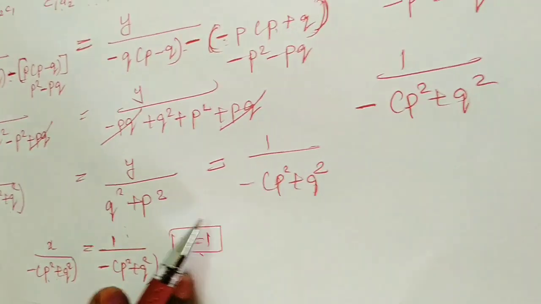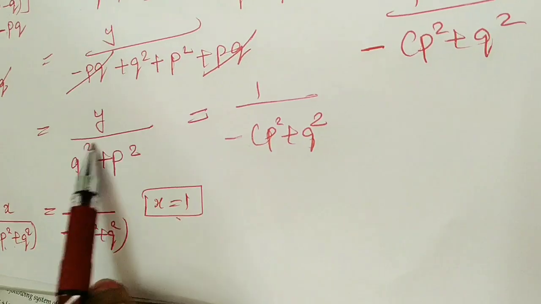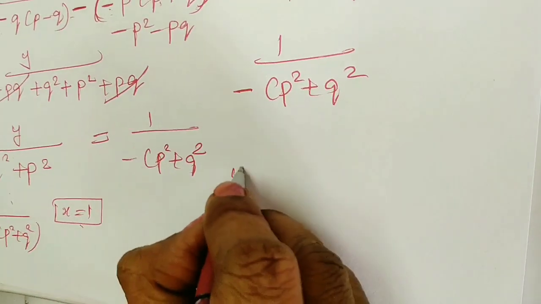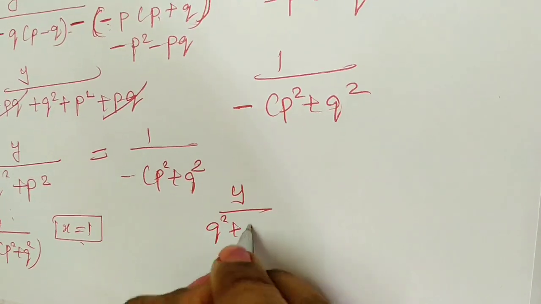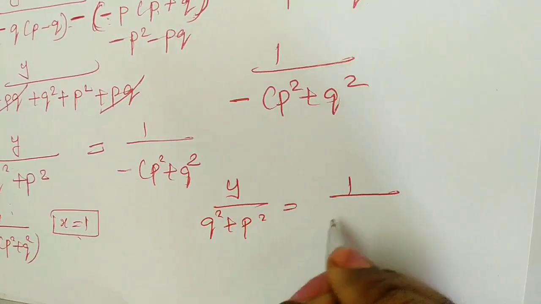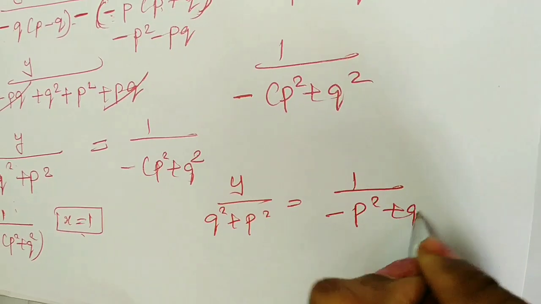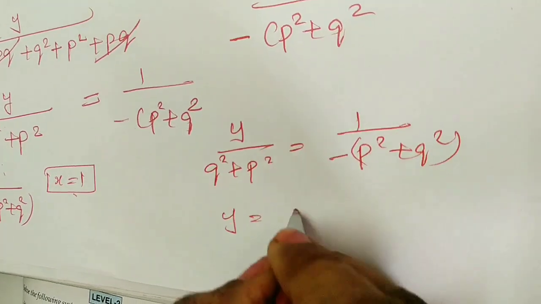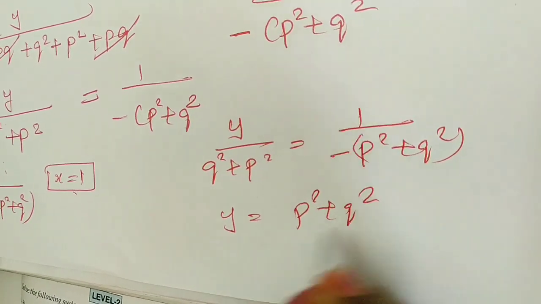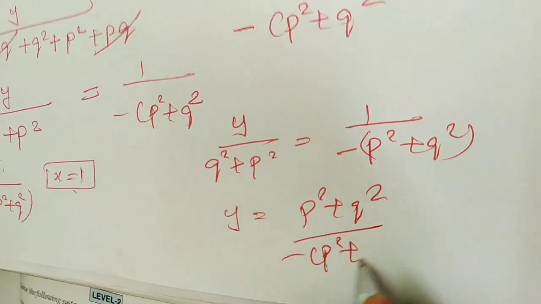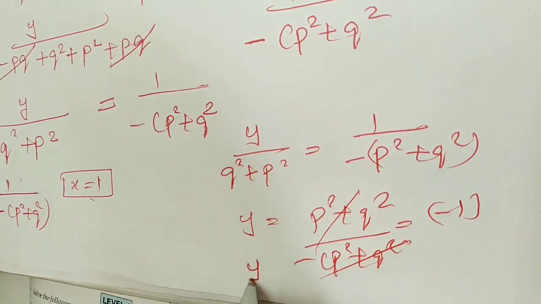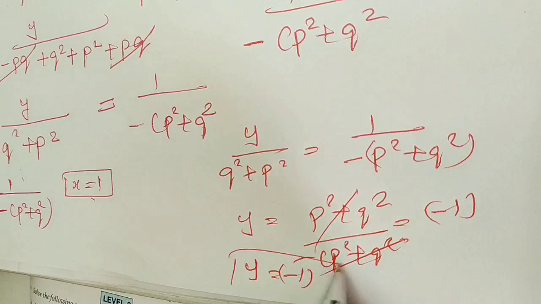How will you find the value of y now? Compare these two fractions. Okay, compare these two fractions. You can write it as y by Q square plus P square is equal to 1 by P square plus Q square. Take this to numerator place. Y is equal to P square plus Q square divided by minus P square plus Q square. Get cancelled. Answer is 1. The value of y is minus 1.